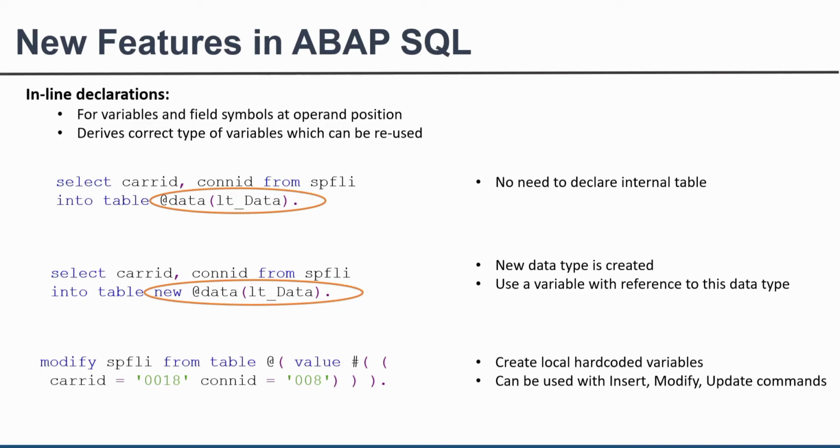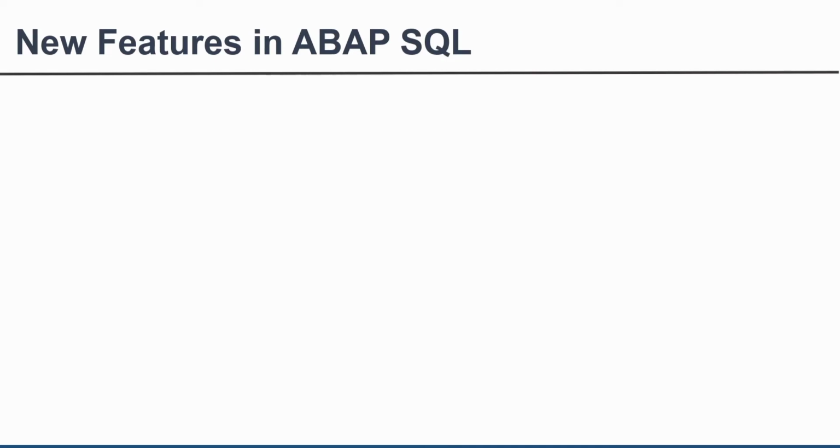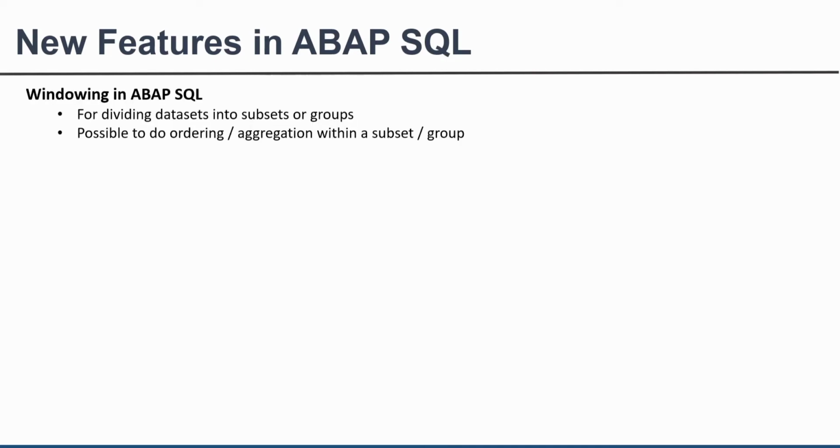In this case, these two carrid and connid values will be updated in the SPFLI table. This syntax can be used with insert, modify or update commands. Now along with this inline declaration, SAP has also introduced one more concept, that is windowing in ABAP SQL.